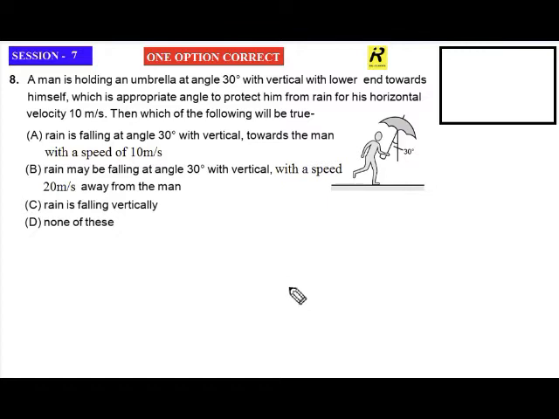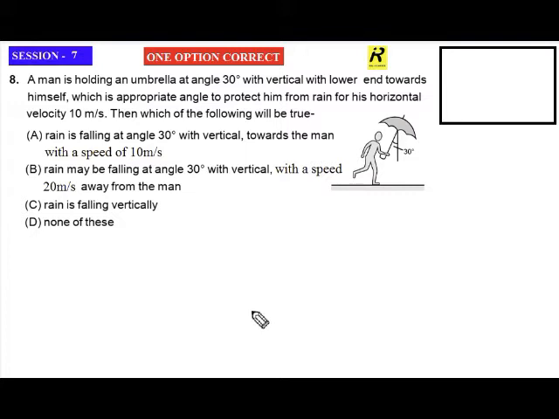So it's a border case. Now we shall verify what the value of the velocity of rain comes. If it comes 20 meter per second, then this option B is right. So let me check. So VR is what I need.